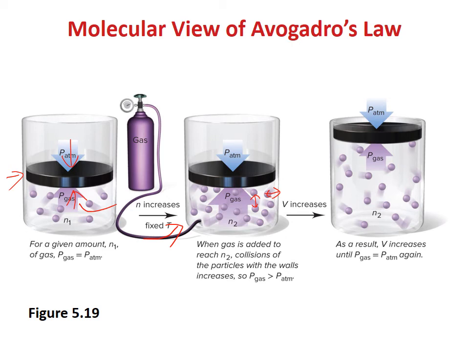And because the pressure of the gas becomes larger than the atmosphere pressure, it pushes the wall up, increasing the volume. The increased volume increases the average distance between the molecules and the walls, and this will reduce the pressure, until the pressure of the gas equals the outside pressure. So the outside pressure, atmosphere pressure, is kept constant. The number of moles increases, the volume increases, and that's Avogadro's law. Volume is proportional to the number of moles.